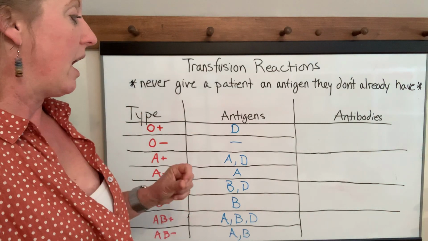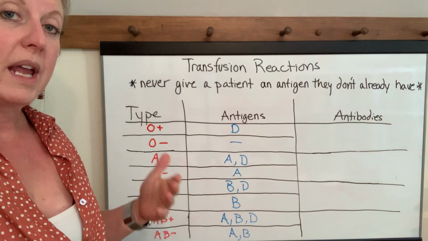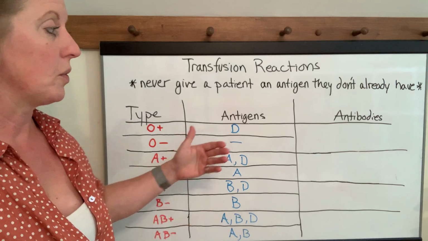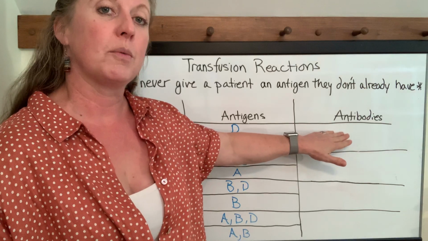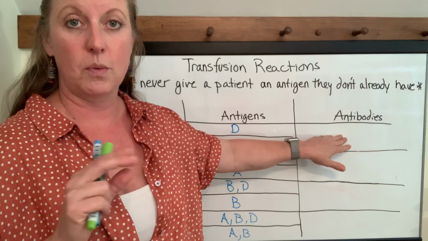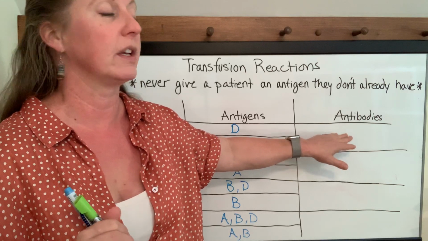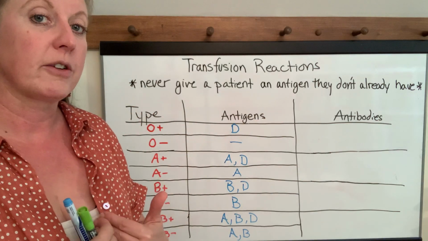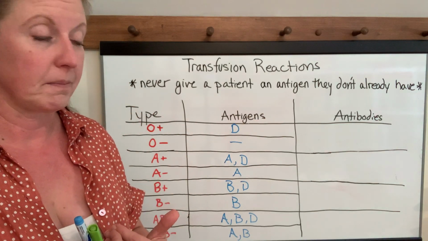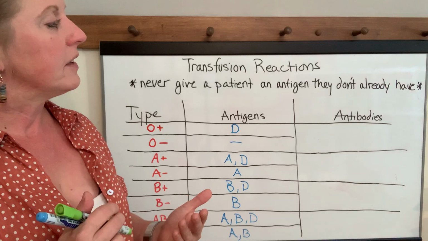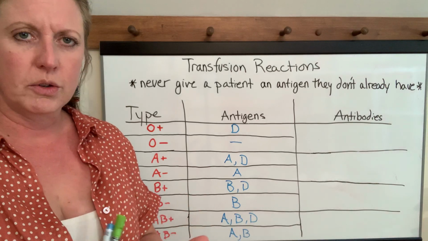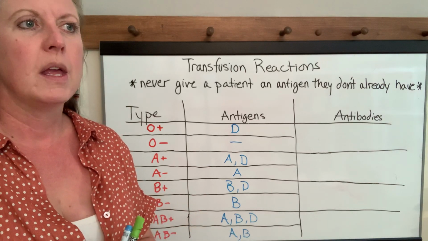Now, to understand why we have transfusion reactions, it's important to talk about the antibodies that we actually have in our systems, not the ones that we're using to test blood types that we talked about in the blood type video, but the antibodies that we actually have circulating in our own bloodstream. So, to understand this, I need to tell you a little bit about the immune system.